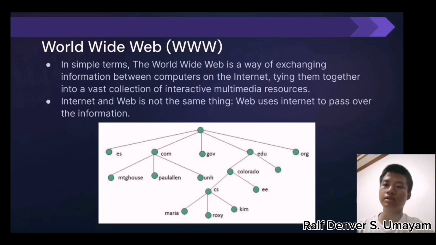In simple terms, the World Wide Web is a way of exchanging information between computers on the internet, tying them together into a vast collection of interactive multimedia resources. Internet and web is not the same thing. Web uses internet to pass over the information. Imagine the WWW as a giant library where computers share books, web pages, using a special language like HTTP.